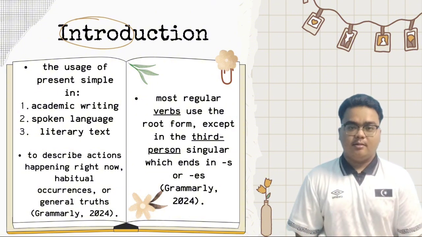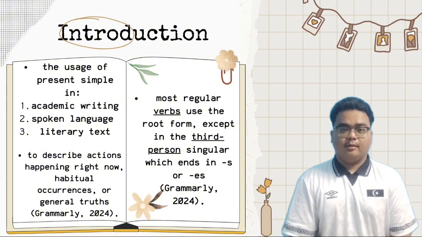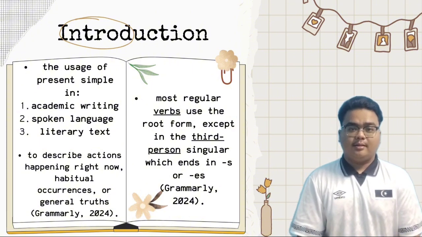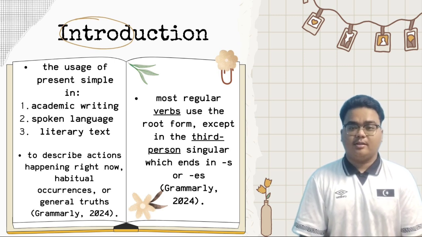In the simple present, most regular verbs use the root form except in the third person singular, which ends in s or es. For example, Ali sings wonderfully and Robert cries loudly. Well, I think that is enough for now. So have you guys ever wondered how present simple can be applied differently depending on the context? Well, today we got you the answer.